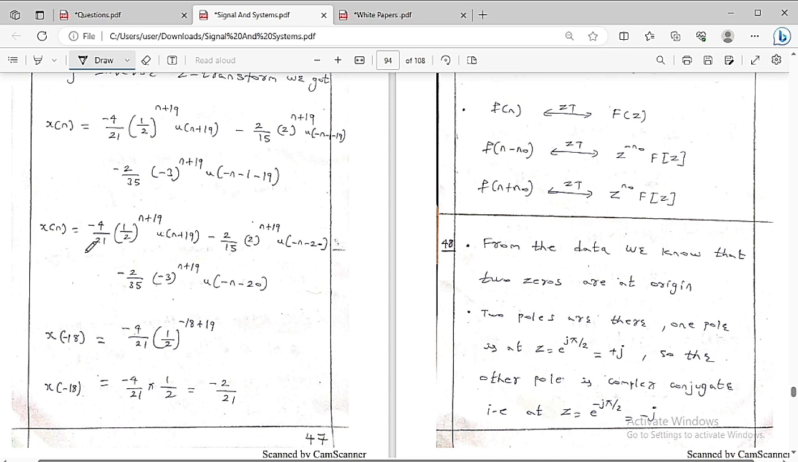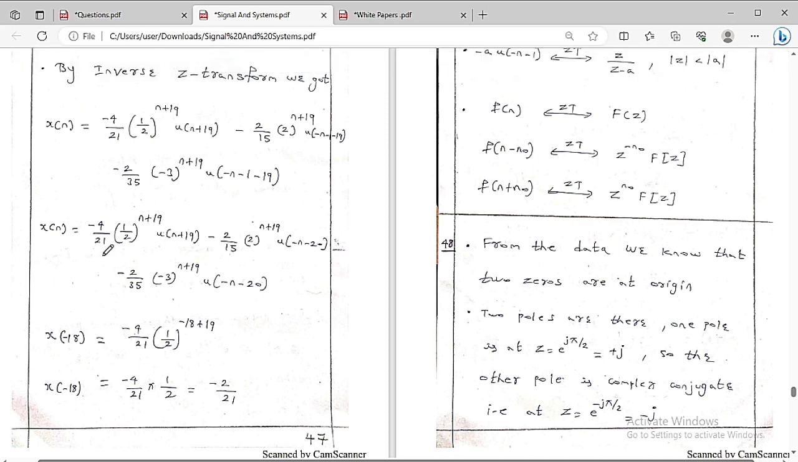Now, basically in the question we have to find the value of x(minus 18), which means in place of n, substitute minus 18. If you substitute minus 18 in place of n, what are you going to get? Minus 4 by 21 into half whole to the power of minus 18 plus 19. Here, minus 18 plus 19 is plus 1. So we have found this one.